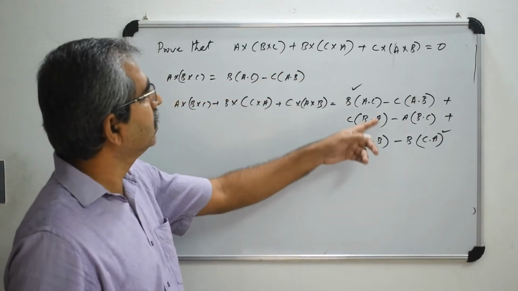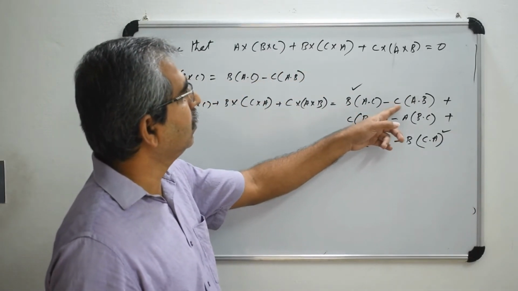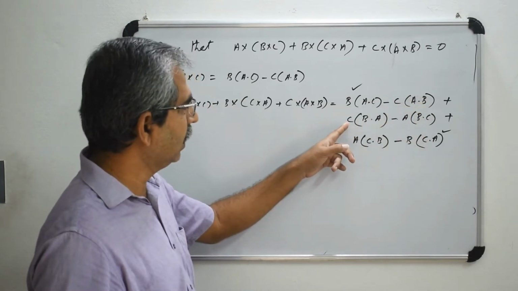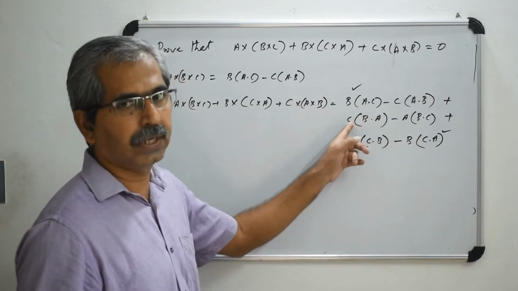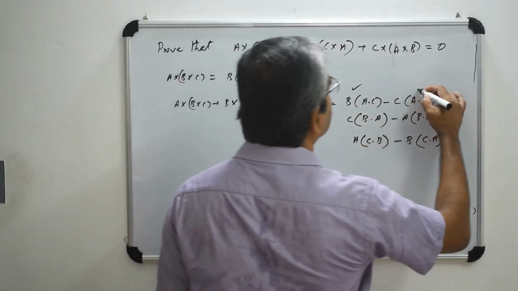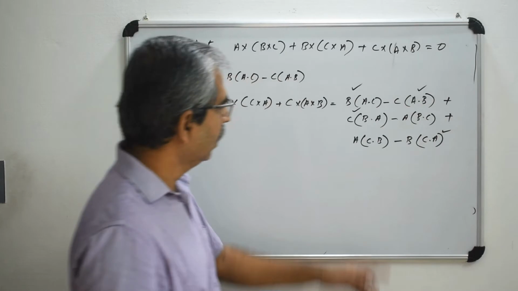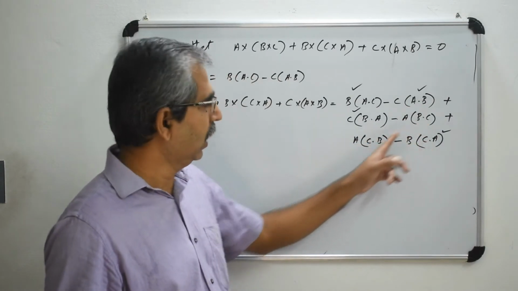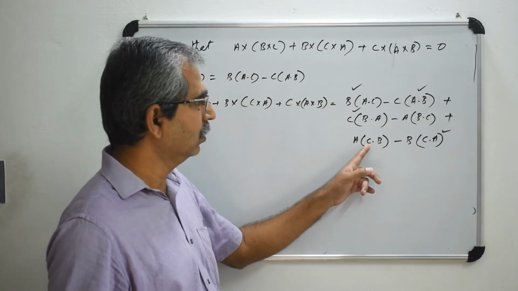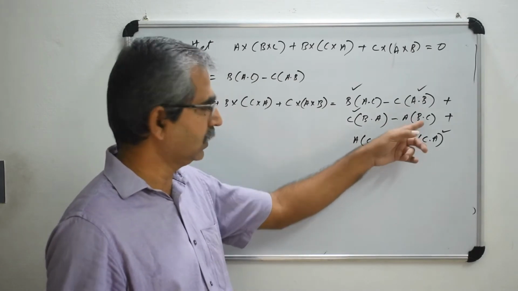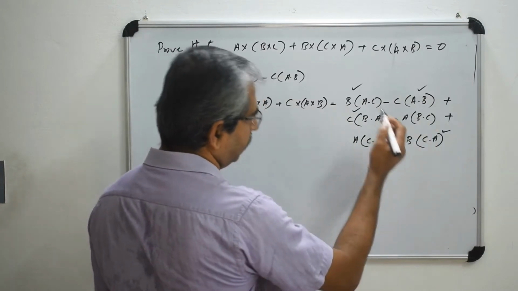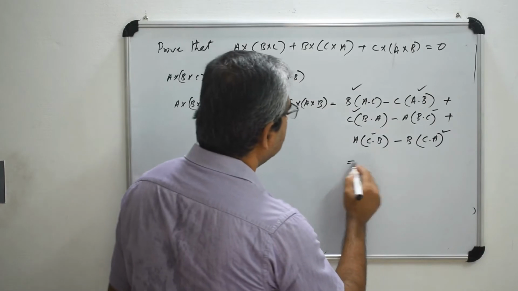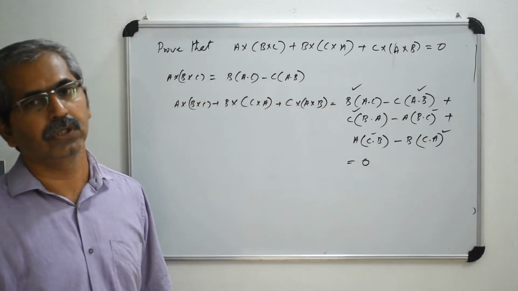Now, what about the second term? C into A dot B minus C into A dot B. Here it is a plus C into B dot A, and A dot B are the same. So these two will also go. Now you have two terms, minus A into B dot C, and here it is A into C dot B. B dot C and C dot B are the same. So these two will cancel, and so you have finally the value equal to 0.